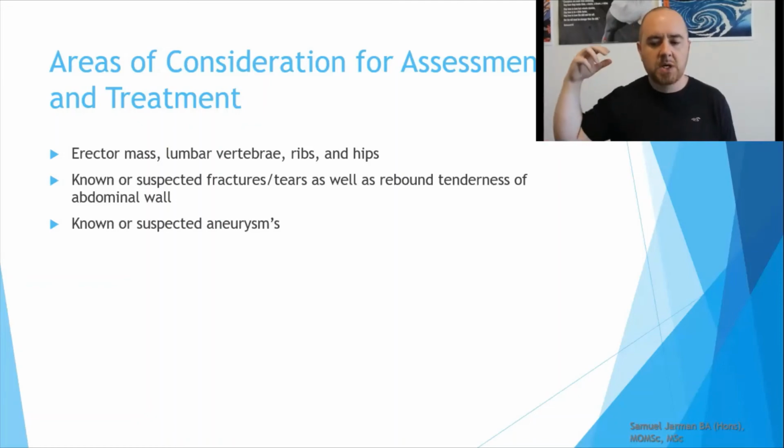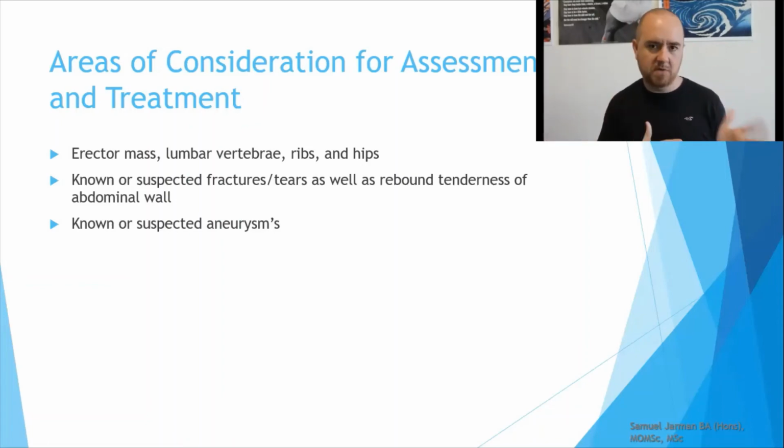Now, that said, you may also have some tears of the abdominal wall. You may have some tears within muscles in and around the hip. So it's less likely that you're going to have a tear of the erector mass, especially in the area of the lumbar region, because mostly it's connective tissue. So it's mostly tendinous there.